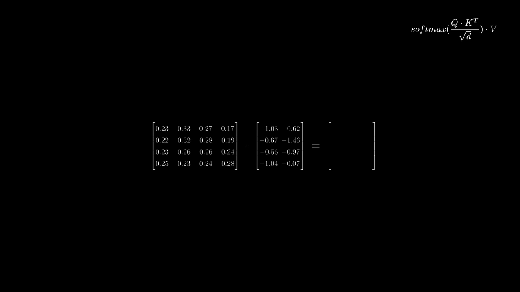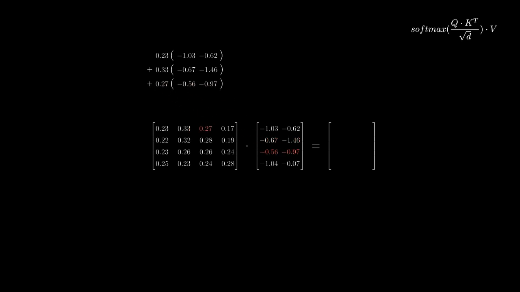You can see that best if instead of doing the normal matrix multiplication, we take each row in the similarity matrix and multiply each value by the corresponding row embedding for each pixel in V. Let's look at the first row of our similarity matrix. We take the first value, which stands for how much the first pixel should attend to the first pixel, in that case 0.23 or 23%, and multiply it by the first row of the V matrix. Then we take the second value, 0.33 or 33%, which stands for how much the first pixel should attend to the second pixel, and multiply it by the second row.